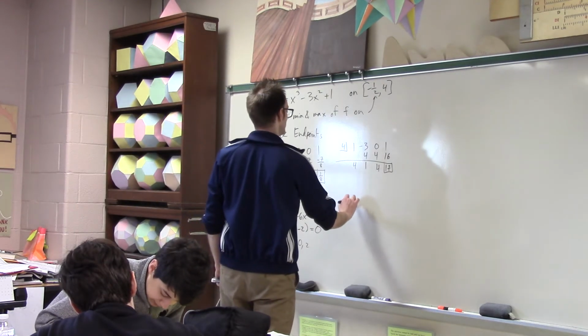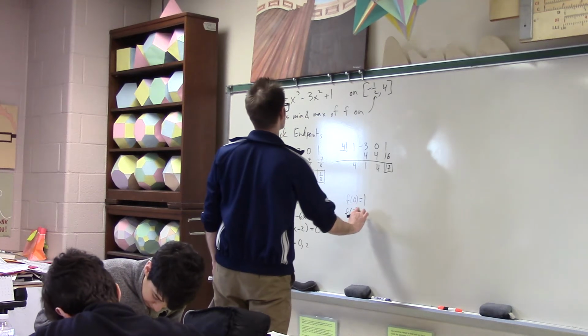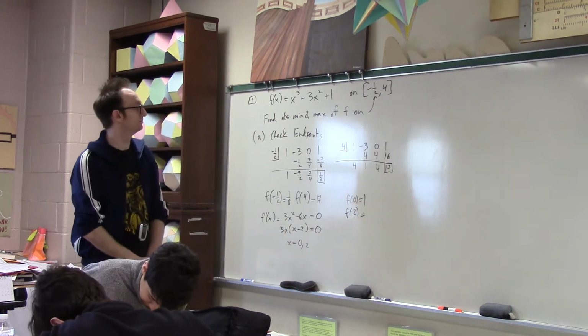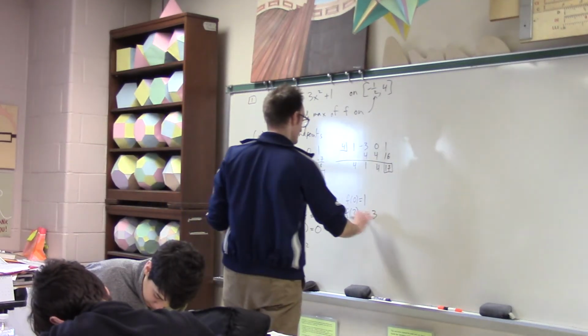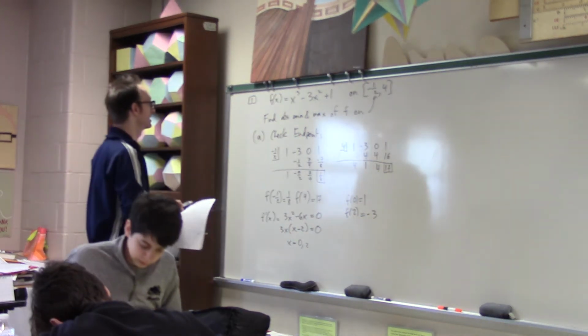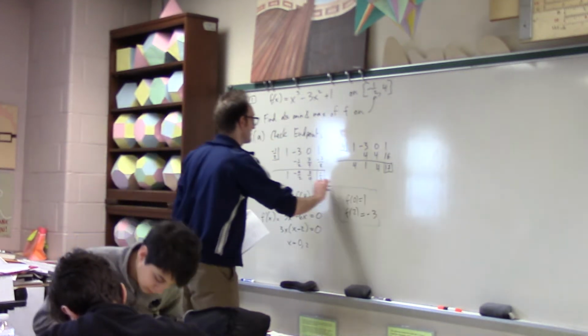What is f of 0? 1. And f of 2 is -3. My paper says -3. Okay, so here's what I got. I got 4 y values.